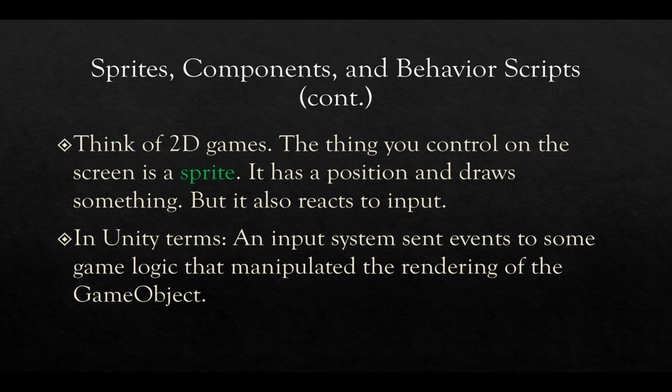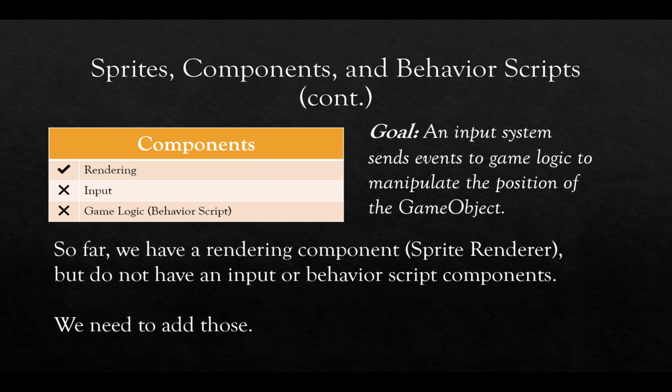So what we need then is more components. So far, we have a rendering component. But again, put in the Unity terms, we want an input system to send events to game logic to manipulate the position of the game object. What we want to happen then is to press a button and for something to move on the screen. But it's not necessarily as simple as that sounds.